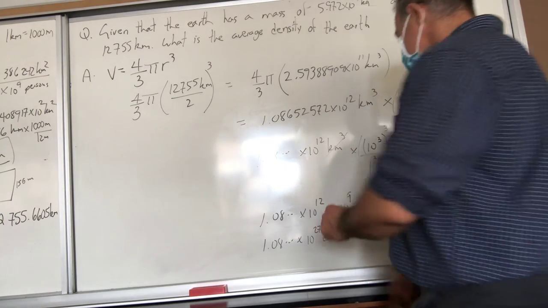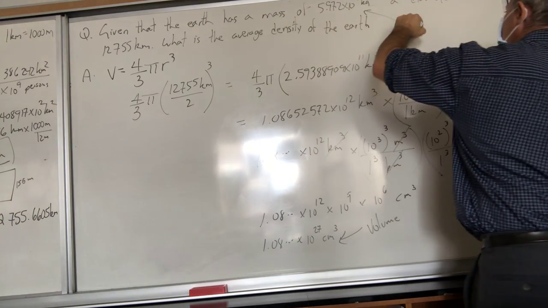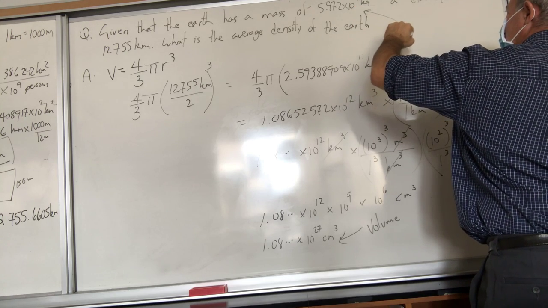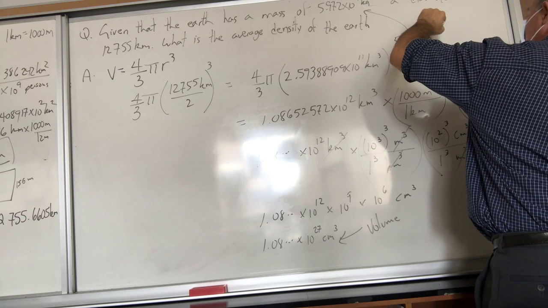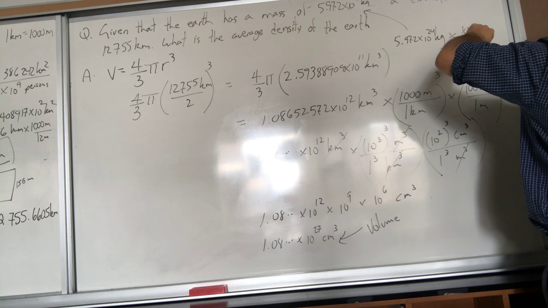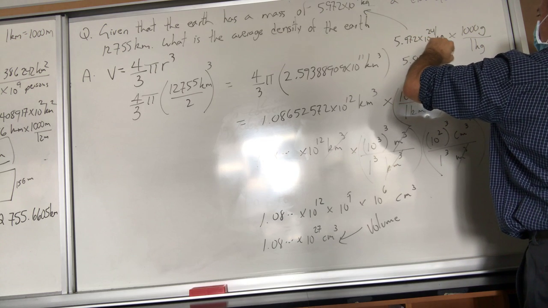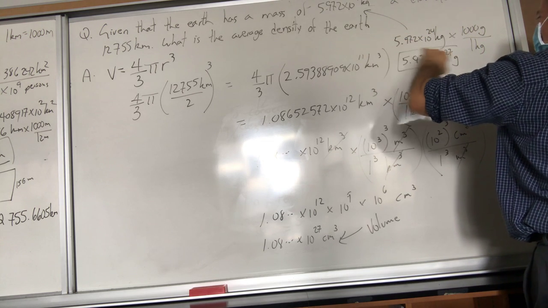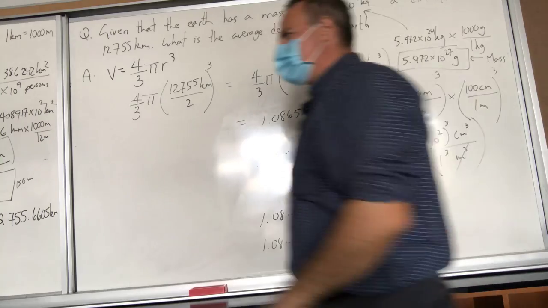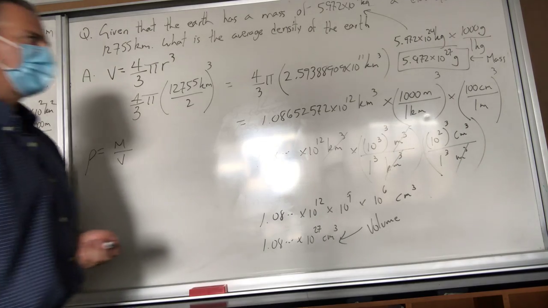So now we're going to use, this is the volume. Here's the mass. We're going to turn that into grams. So we're going to say 5.972 times 10 to the 24 kilograms times 1,000 grams per 1 kilogram. That's going to add 3 zeros to there. So it becomes 5.972 times 10 to the 27 grams. So now we have the mass, we have the volume, and we know that density equals mass over volume.